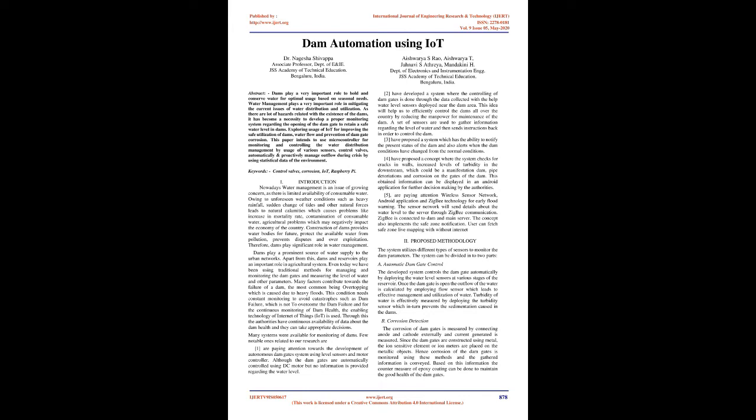This paper intends to use a microcontroller for monitoring and controlling the water distribution management by using various sensors and control valves, automatically and proactively managing outflow during a crisis by using statistical data of the environment. Keywords: control valves, corrosion, IoT, Raspberry Pi.